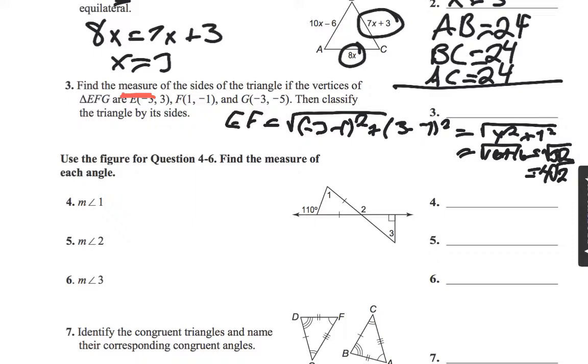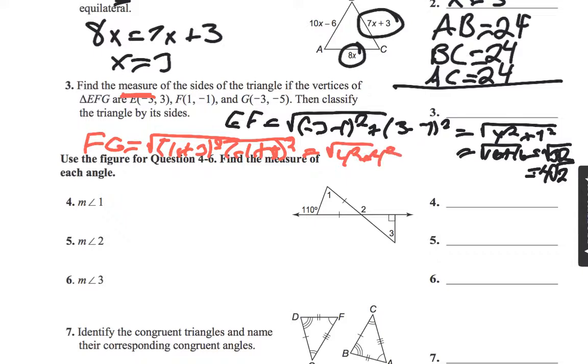And then we need to find the other sides. So I found EF. Now I'm going to go for FG. So that's going to be the square root of 1 minus a -3, so 1 plus 3, and then -1 minus a -5, so -1 plus 5, squared. This gives me the square root of 4 squared plus 4 squared. And again, that's the same thing, so that's going to be 4 square root of 2, because 16 plus 16 is 32. Square root of that. And then I need to find EG.